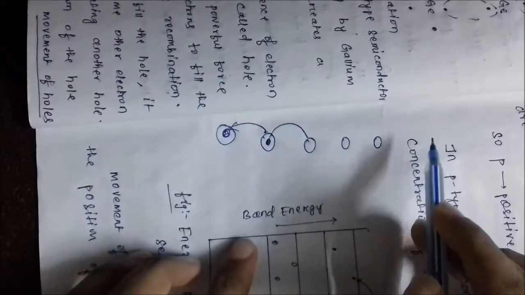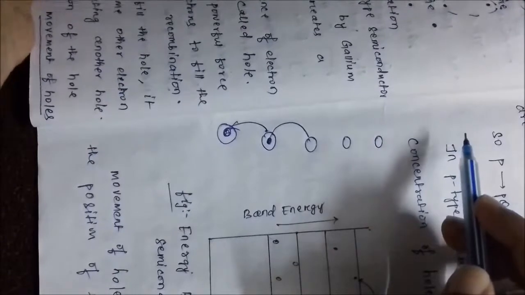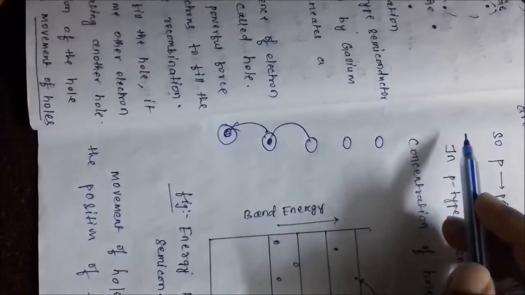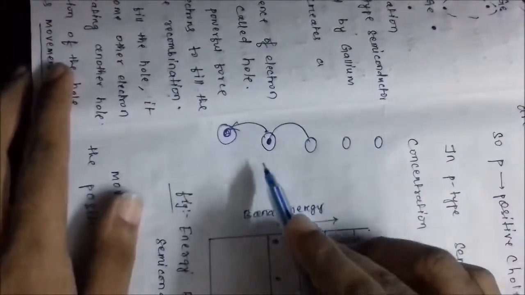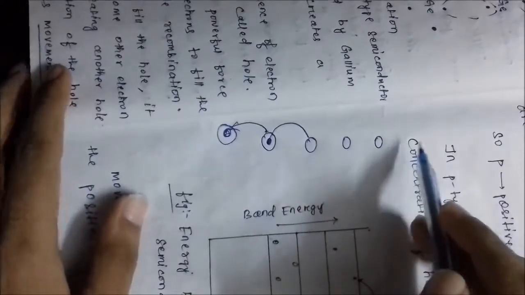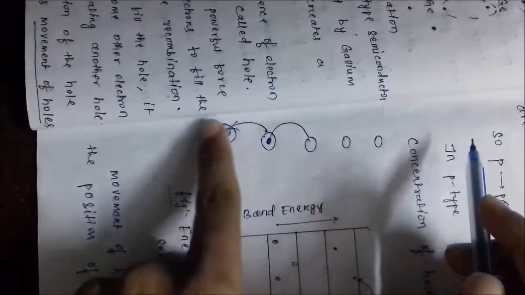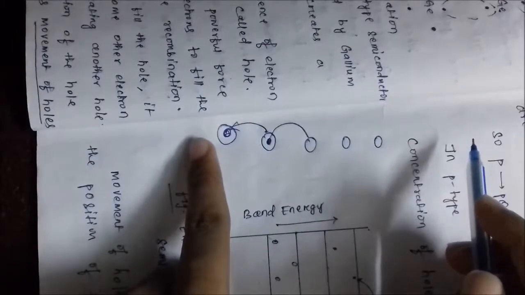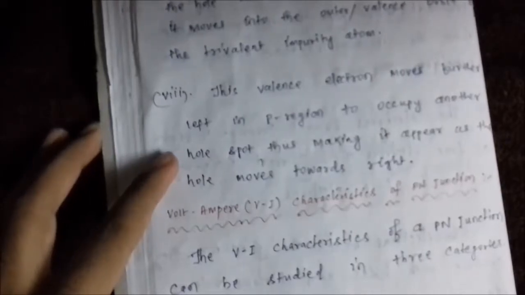That's why we say the electrons and holes move in opposite directions, and the conventional current is in the direction of the holes and opposite to the direction of flow of electrons. I have discussed it in detail in my earlier video, so please check that. So we are clear regarding the current flow mechanism in PN junction devices.